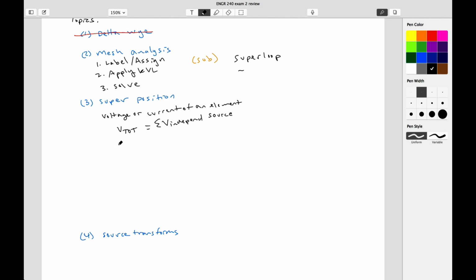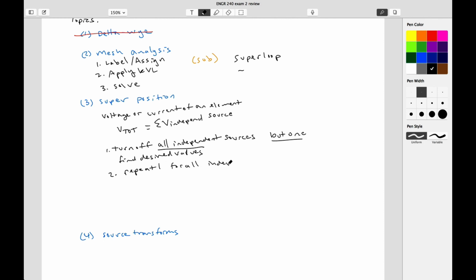All right, what are the steps to apply this? First one, turn off all independent sources but one. All right, so we'll leave one on. Find the desired values. Next, we'll repeat step 1 for all independent sources. And then 3, sum the total contributions.